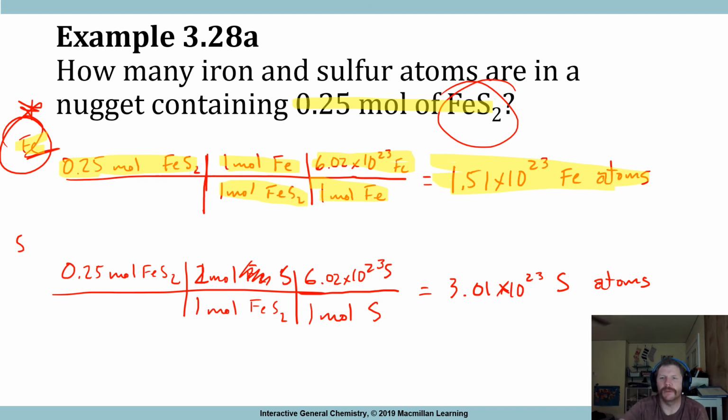I did the exact same thing for the sulfur calculation, and you betcha there are going to be calculations like this on your quizzes and exams.